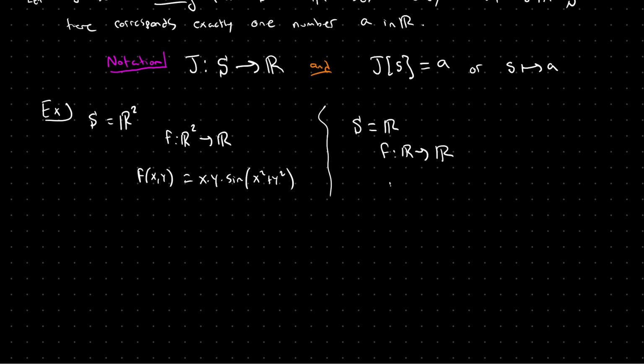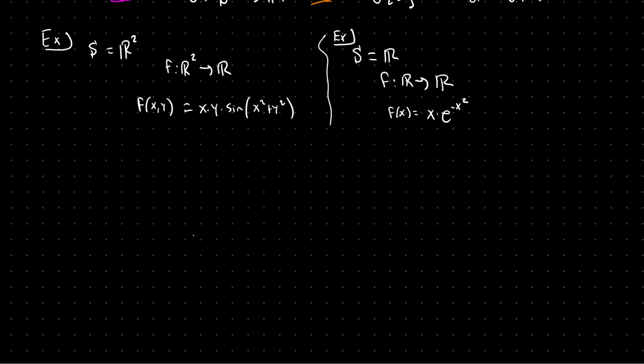So say, for instance, f of x is equal to x times e to the negative x squared. These are both good examples. Where the calculus of variations begins to get interesting and much different than normal calculus is if we consider the following example.